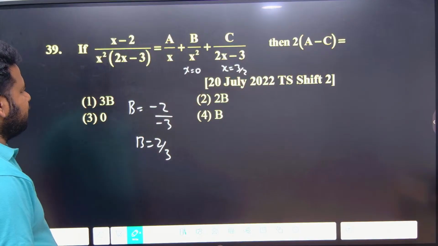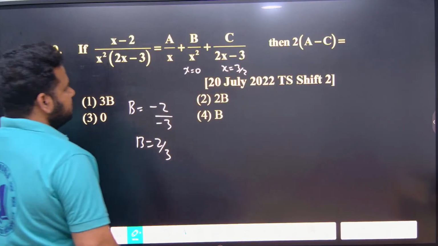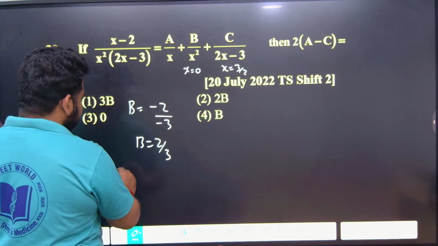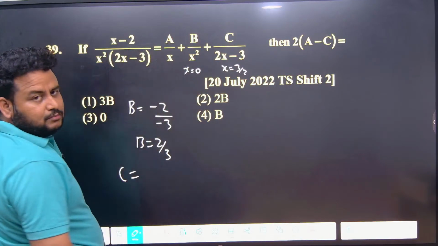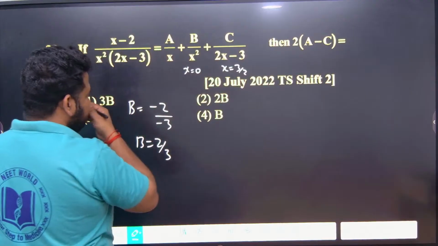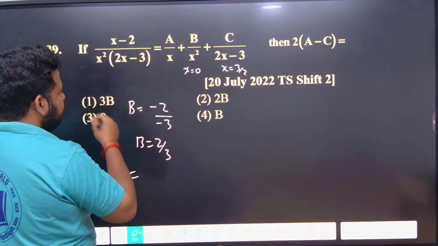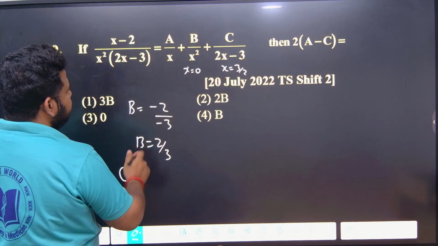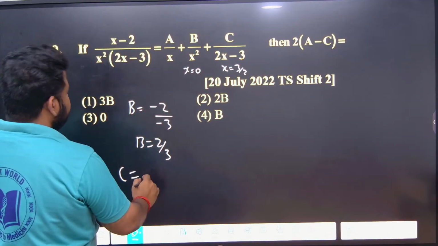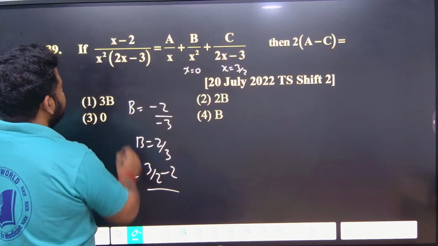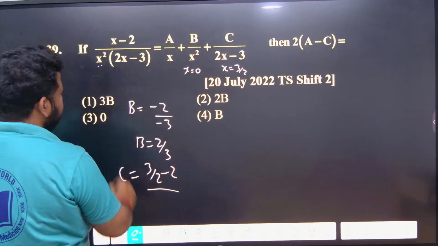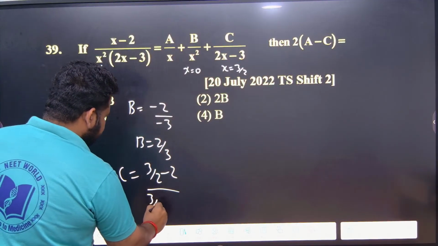To find out the c value, what can I do? I got b value as 2 by 3. To close this, put the value of x equal to 3 by 2. If I put x equal to 3 by 2 here, I get 3 by 2 minus 2 divided by 3 by 2 whole square.